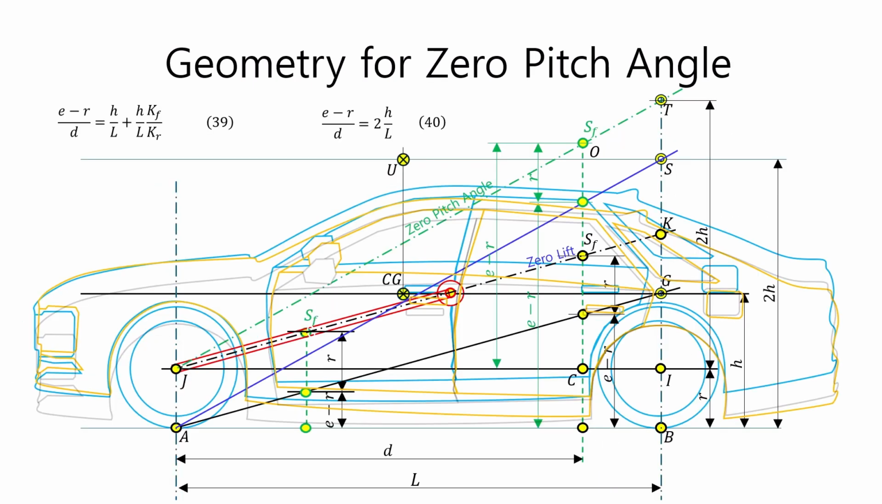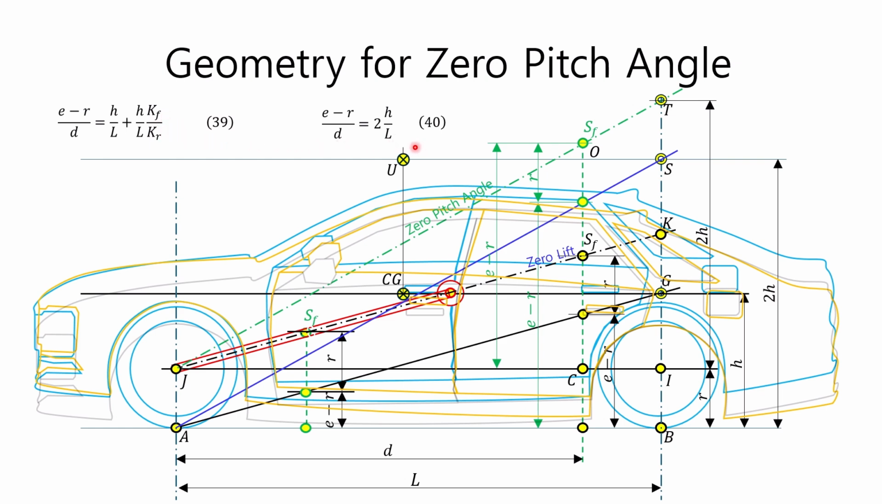Let's examine what geometry is required to make the pitch angle zero in the case of a front-wheel drive vehicle with independent suspension. Based on the conditions expressed by equation 39 derived earlier, the geometry required to make the pitch angle zero can be represented as shown in the figure here. To make the explanation efficient, I will use equation 40, which assumes that the front wheel rate kf and the rear wheel rate kr are equal.